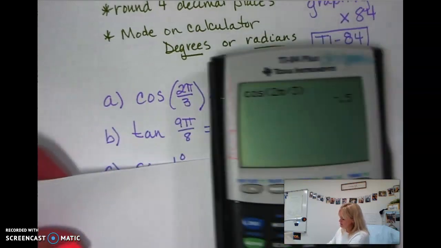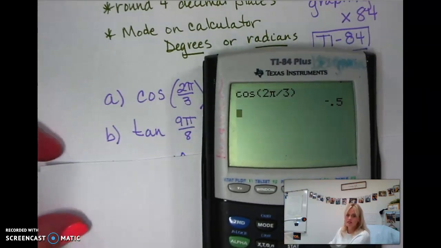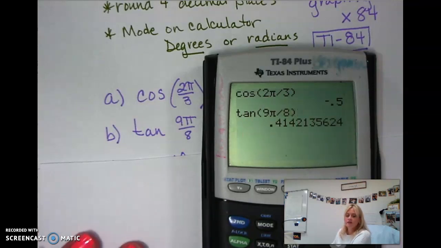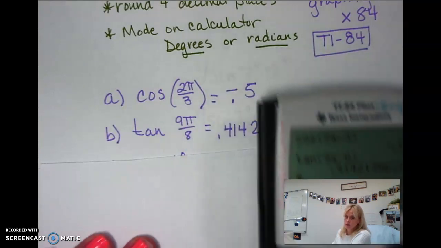The second problem, the tangent of 9 pi over 8. Again, we're in radian mode. I'm already in radian mode, so I can hit the tangent key of 9 pi divided by 8 and hit enter. And this time we're rounding to 4 decimal places, so 0.4142.